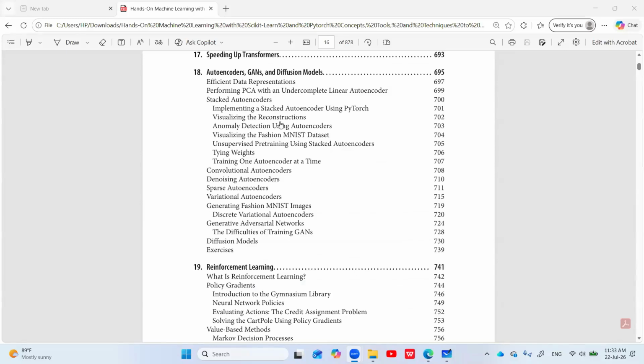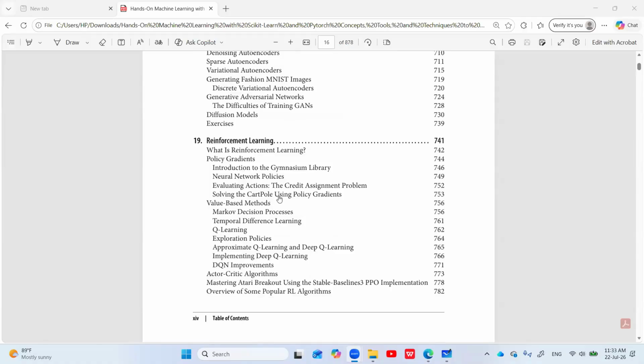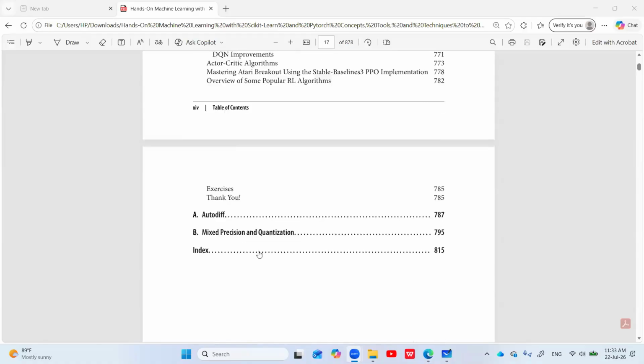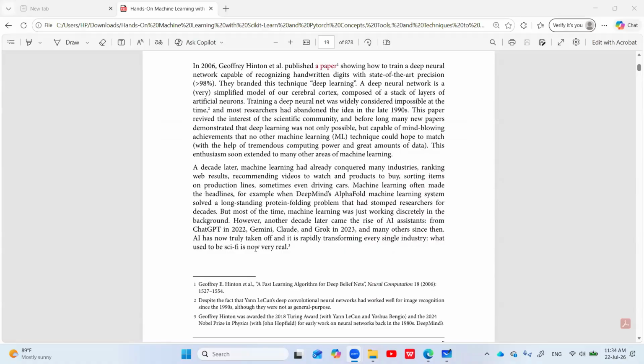We will implement a stacked autoencoder using PyTorch, and we will also be learning convolutional autoencoders. Chapter number 19 is reinforcement learning, where we will get an understanding of reinforcement learning. Those are the things we are going to learn from this book. That means this is pretty related to all the things in machine learning and the industry.